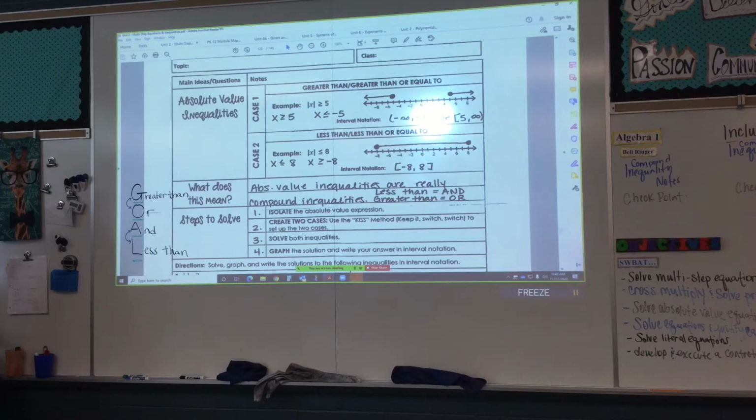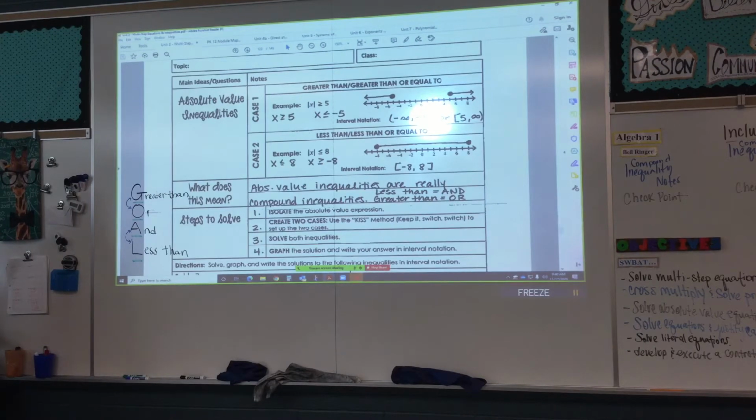So what does this mean? Absolute value inequalities are really compound inequalities. We have to do the transformation. So less than is AND, greater than is OR. I use GOAL to help me remember. Okay? So greater than is OR, and less than is AND.